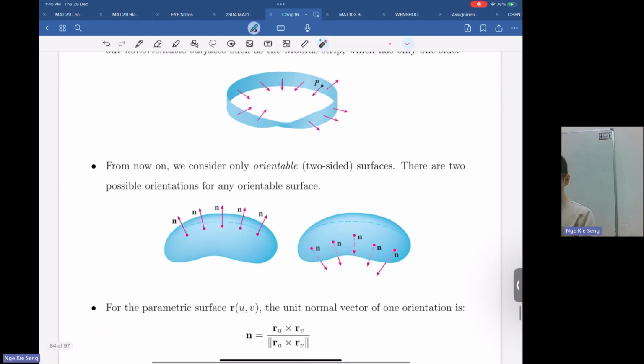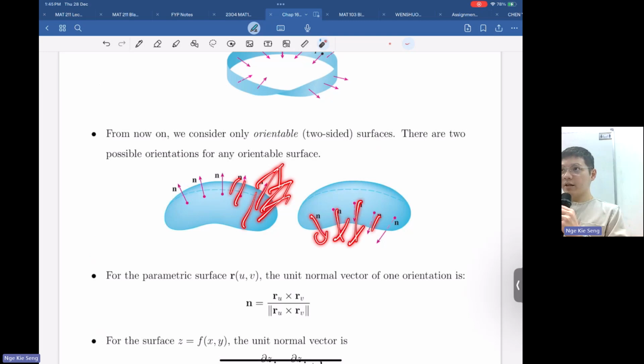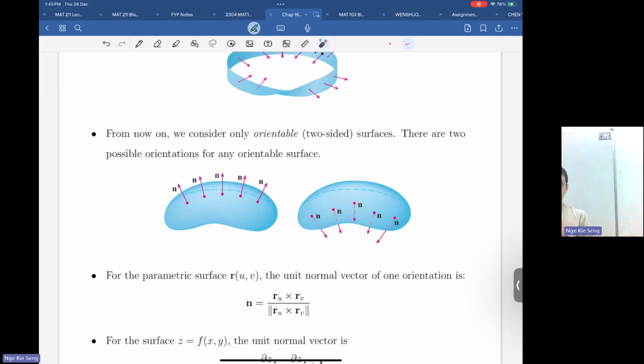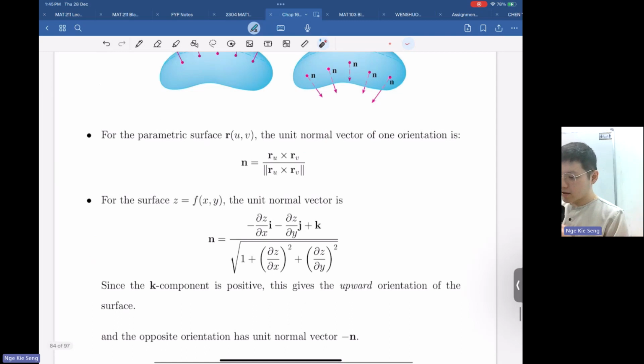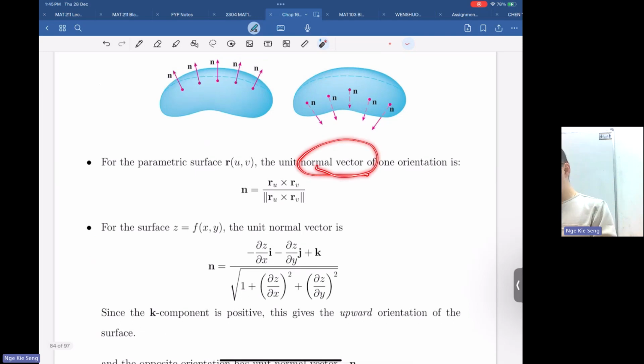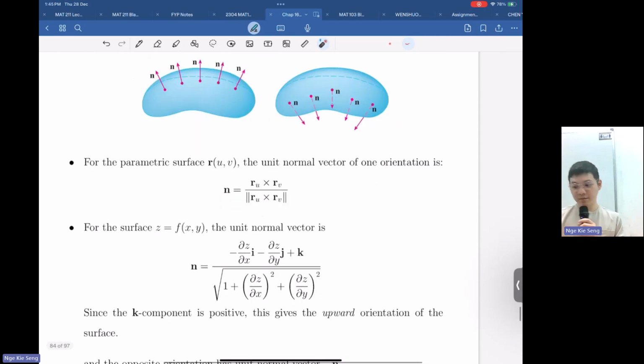So from now on, we only consider orientable surfaces. Either all the points on the surface I put outward, or all the points I put inward orientation. Like last time, we don't only just consider the normal vector, we consider the unique normal vector. Let's see how this unique normal vector comes into play.